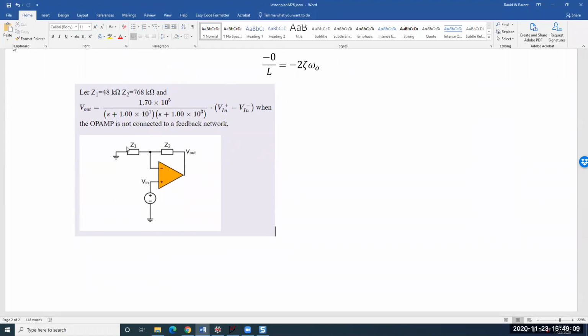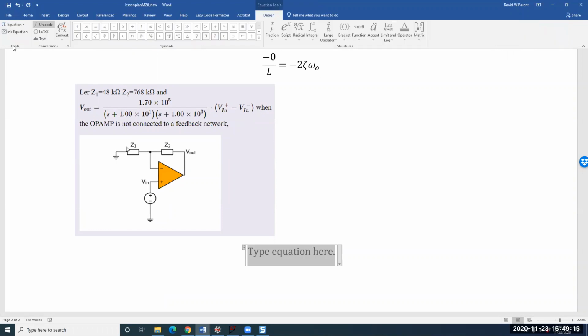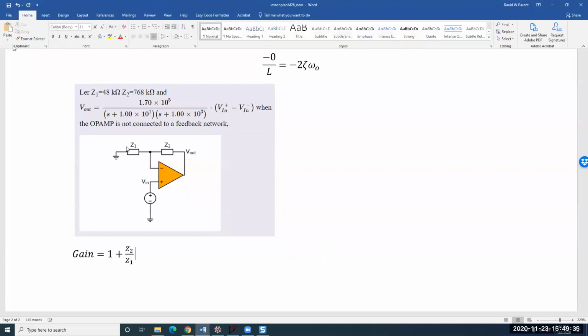So there's two parts to this question. When will the gain, if that op amp is ideal, then the gain is going to equal 1 plus Z2 divided by Z1, right? We already kind of know that, but what conditions are going to make that happen? When is it going to act ideal?